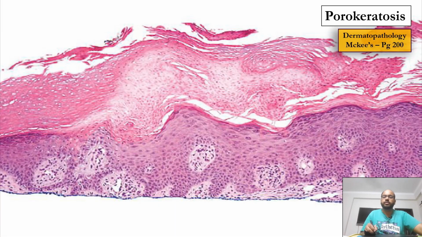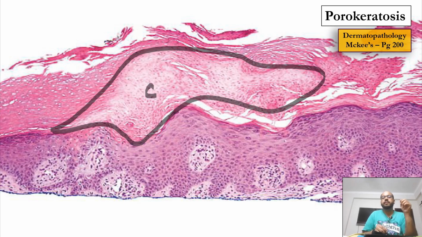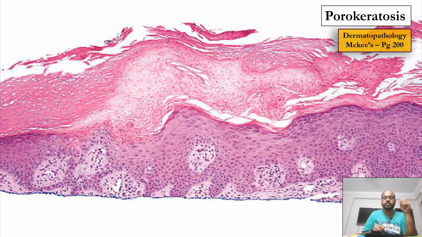So look at this slide picture from Dermatopathology Mackey's page 200, and let's take a few seconds to identify whether you can find that porokeratotic column. Now remember how to find that. As I said, it's a poorly staining area. So look at this area, obliquely running through the corneal layer. This is the cornoid lamella. Clear? I'll remove the marking so that you can better appreciate.